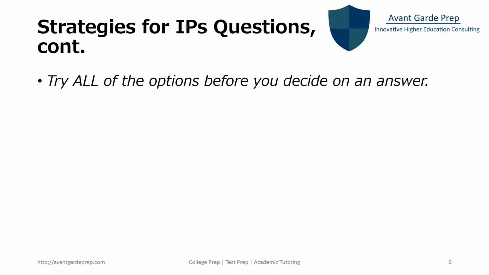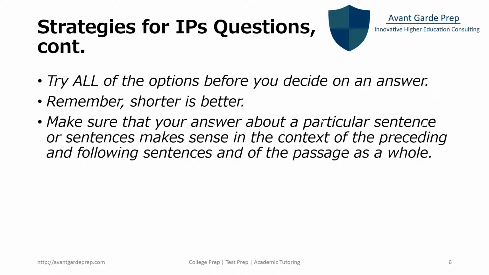Okay, try all of the options before you decide on an answer. The directions tell you to choose the best answer. That means one might be okay, but not as good as another, so don't overlook any possibilities. Remember that shorter is better. If you're between 2 choices, go with the more concise response. Make sure that your answer about a particular sentence or sentences makes sense in the context of the preceding and following sentences and of the passage as a whole. Just make sure that when you're changing something or adding something that it still works with the context of the sentences around it and the passage.